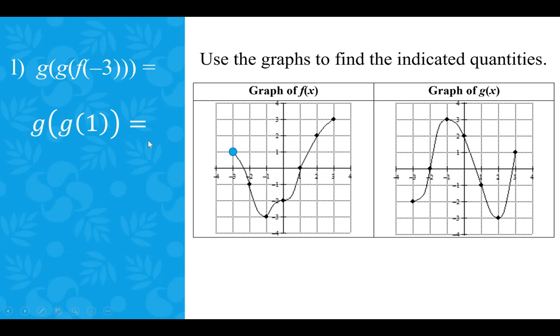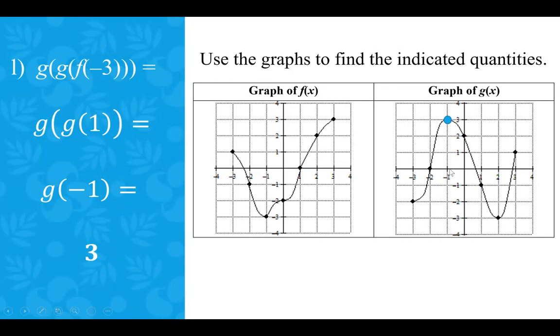Begin with g of 1, and I see that g of 1 is negative 1. We're going to reuse the g function, but the negative 1, which we found, the y value that corresponds to 1, is now an x value. So we find that when the x value is negative 1, the y value is 3.